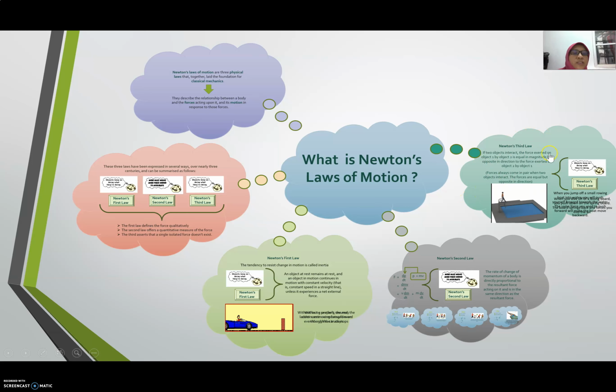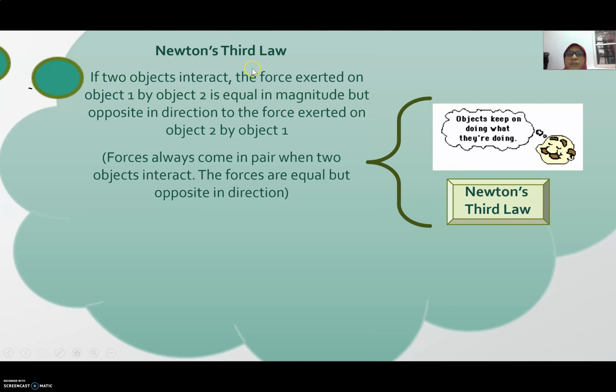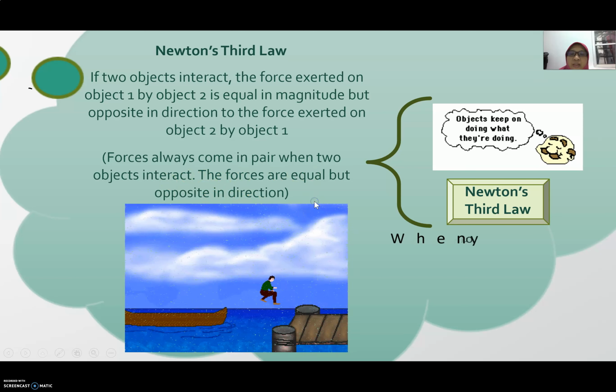Okay, next we discuss the third law. Newton's third law states that if two objects interact, the force exerted on object 1 by object 2 is equal in magnitude but opposite in direction to the force exerted on object 2 by object 1. In other words, forces always come in pairs when two objects interact. The forces are equal but opposite in direction.